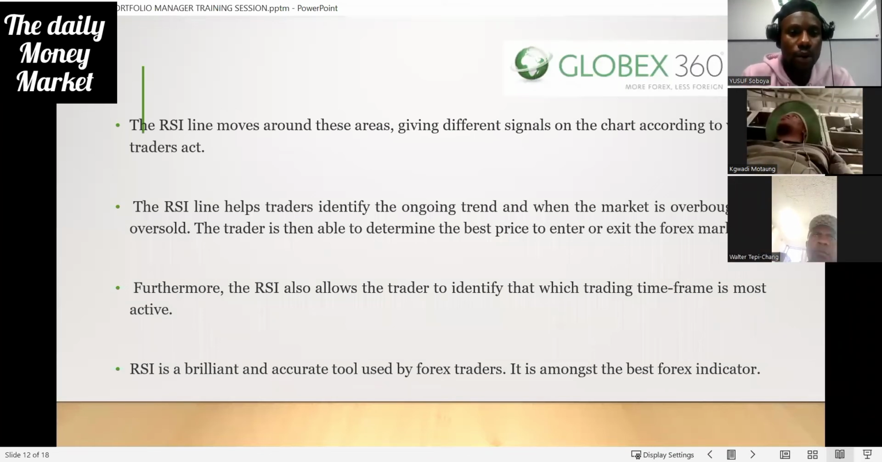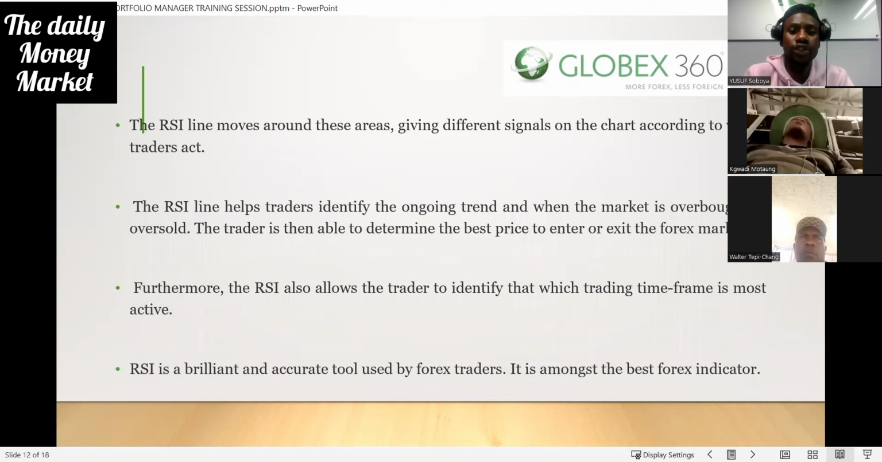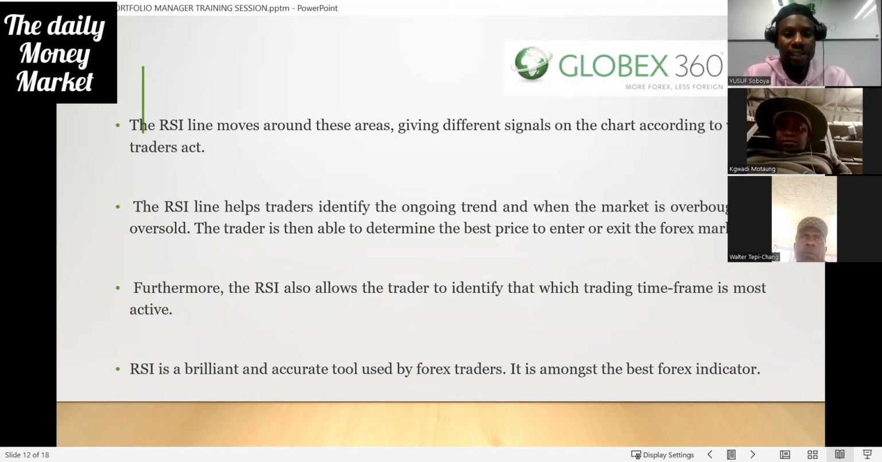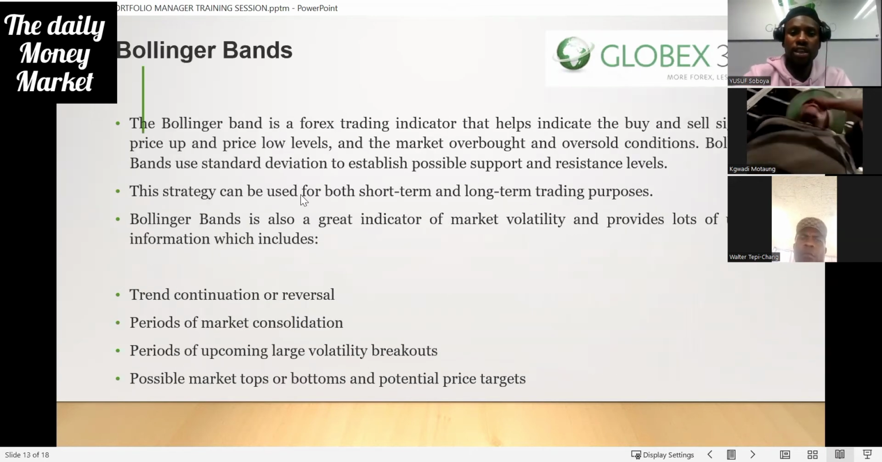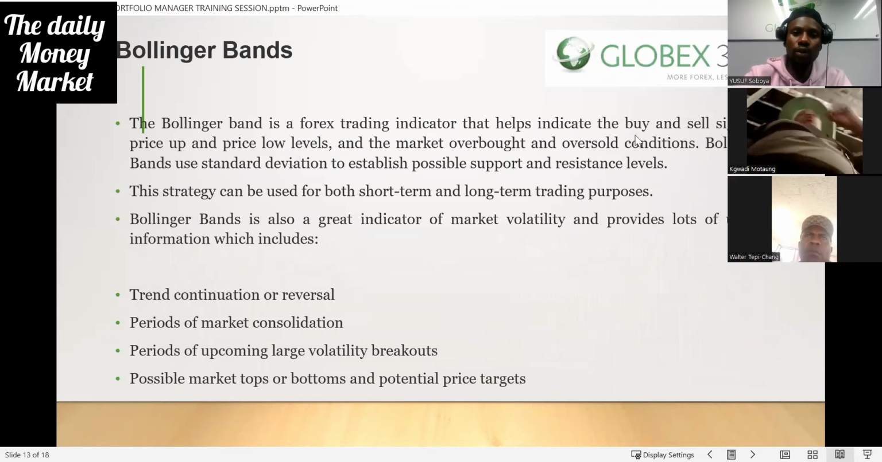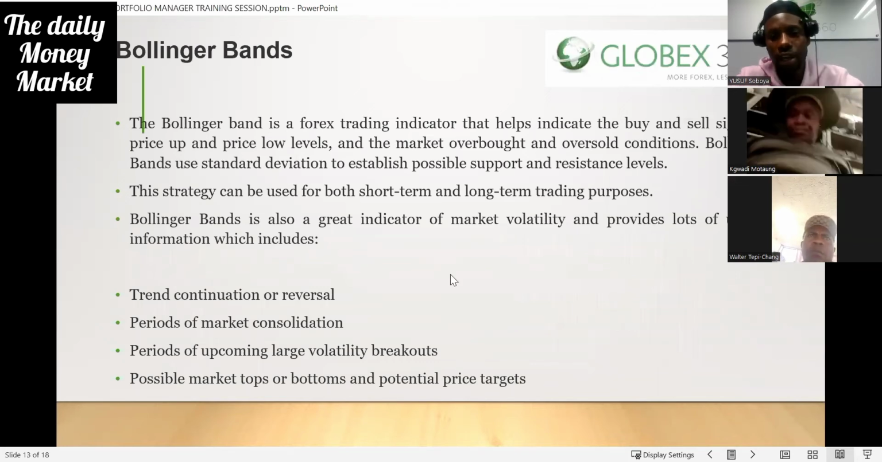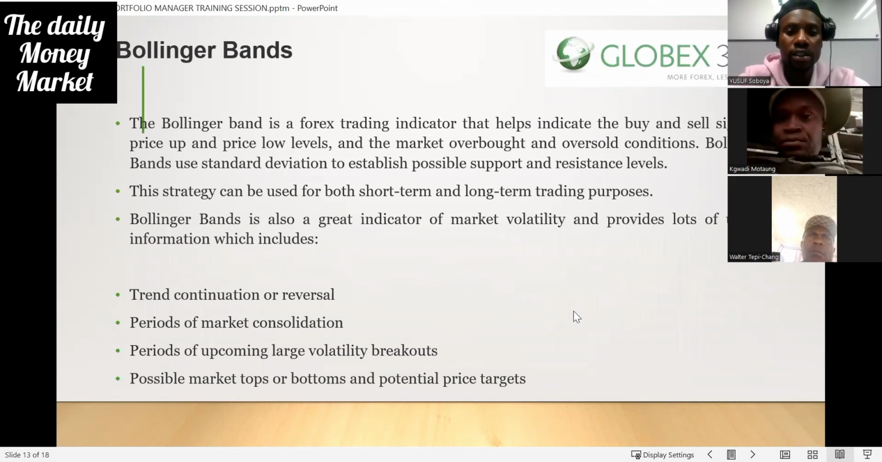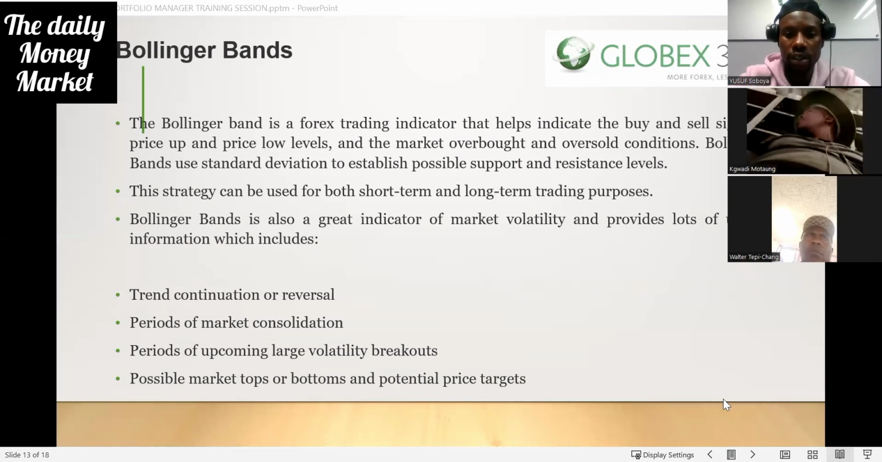All right, so furthermore, the RSI also allows the trader to identify which trading time frame is most active. RSI is also a brilliant and accurate tool used by Forex traders. It is among the best Forex indicators at the moment. All right, the next one is called Bollinger Bands, but let's look at the RSI at the moment. Let's see what RSI is.